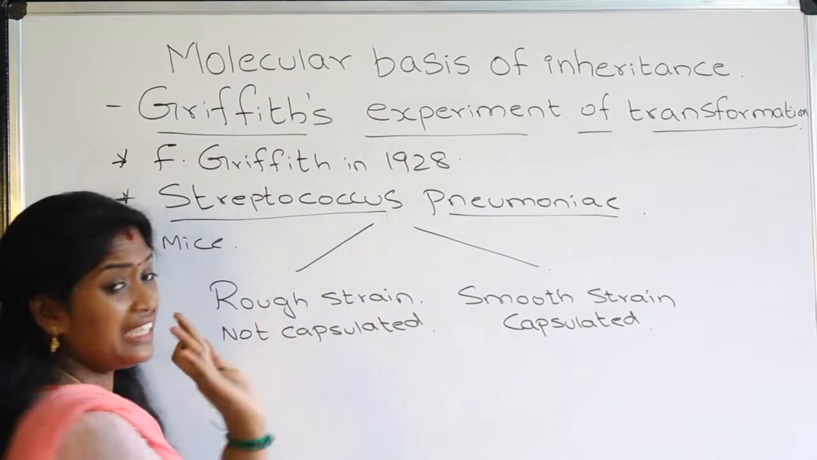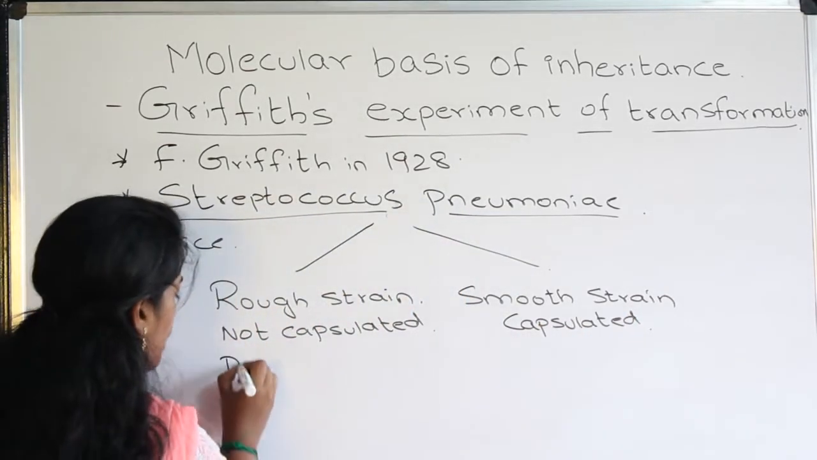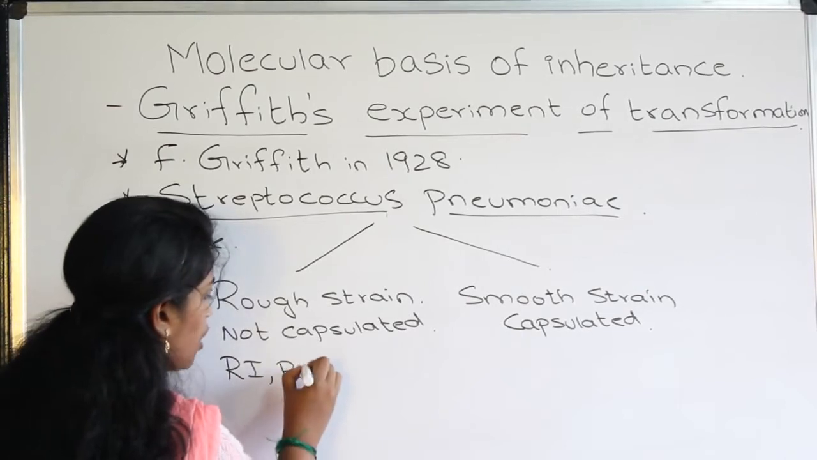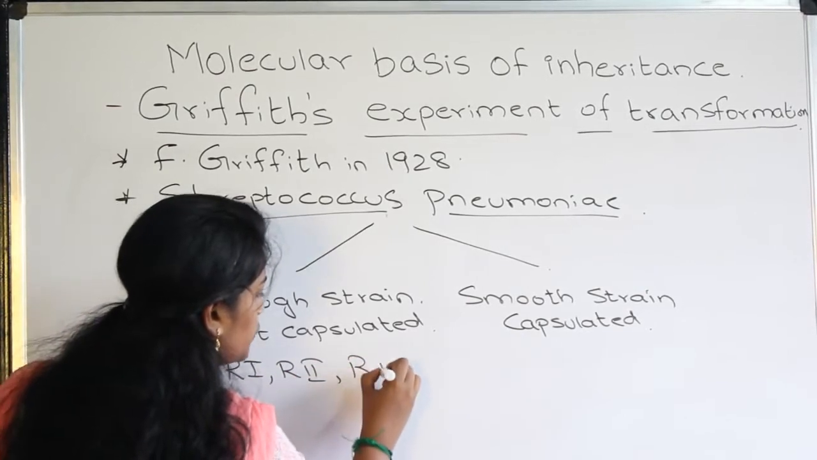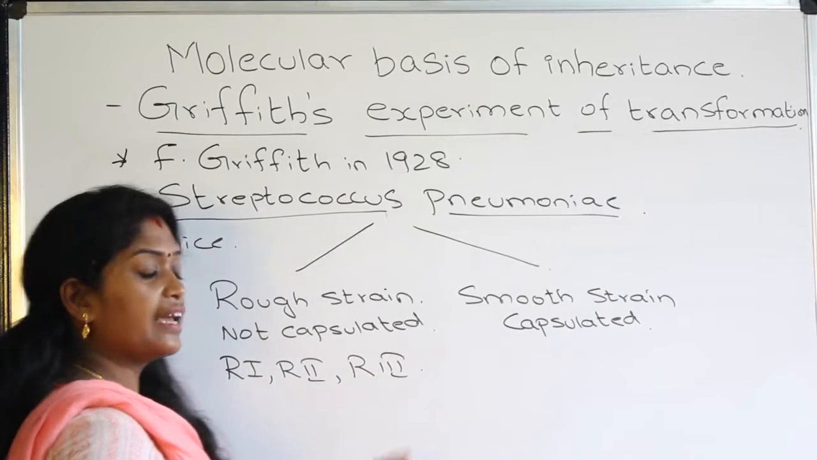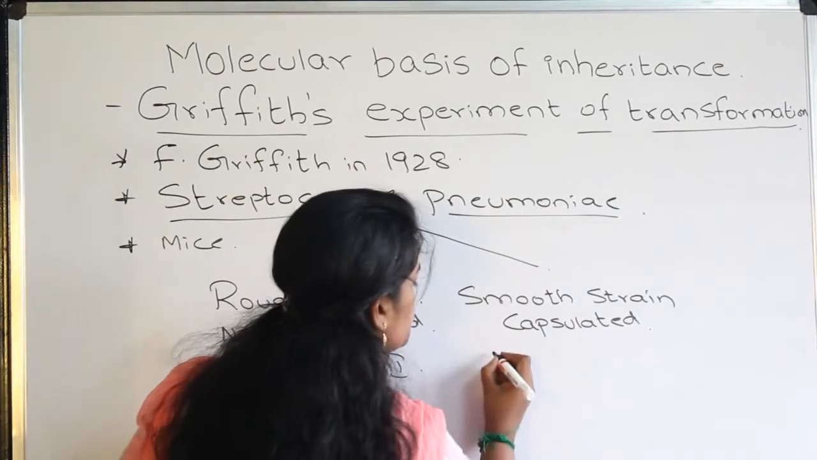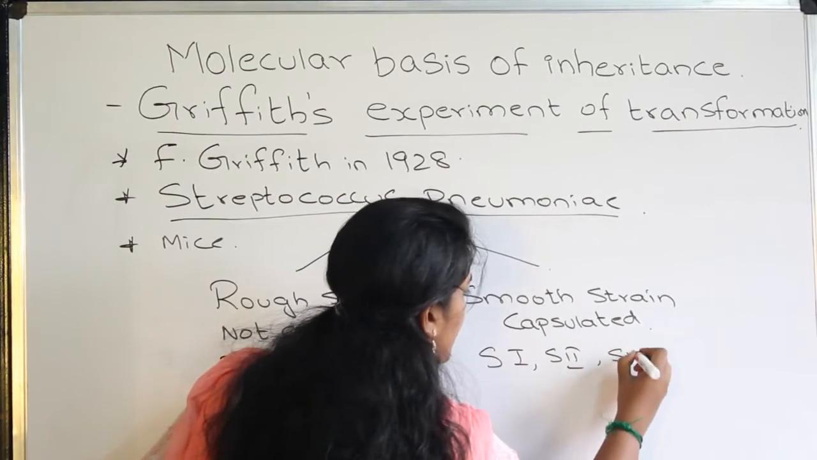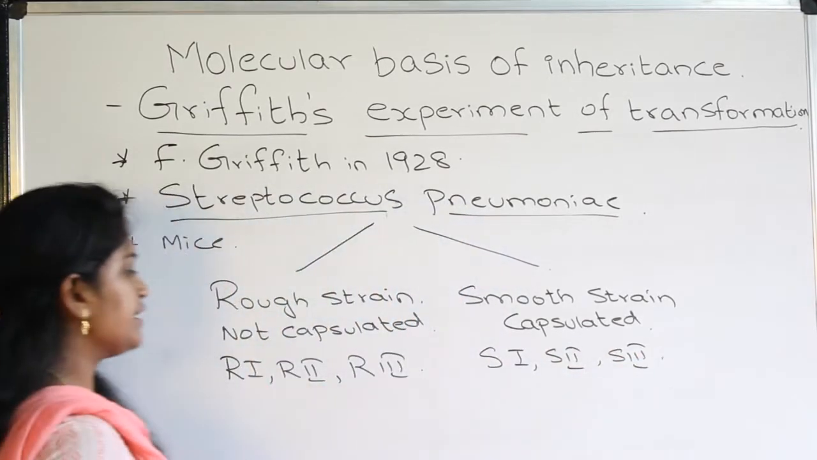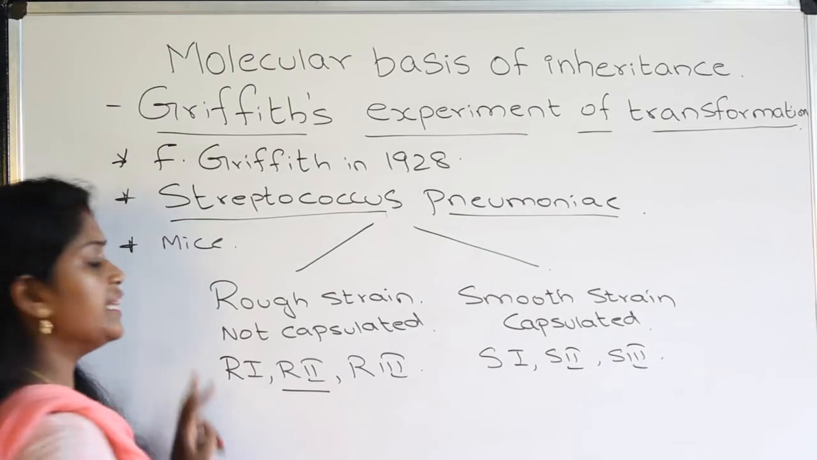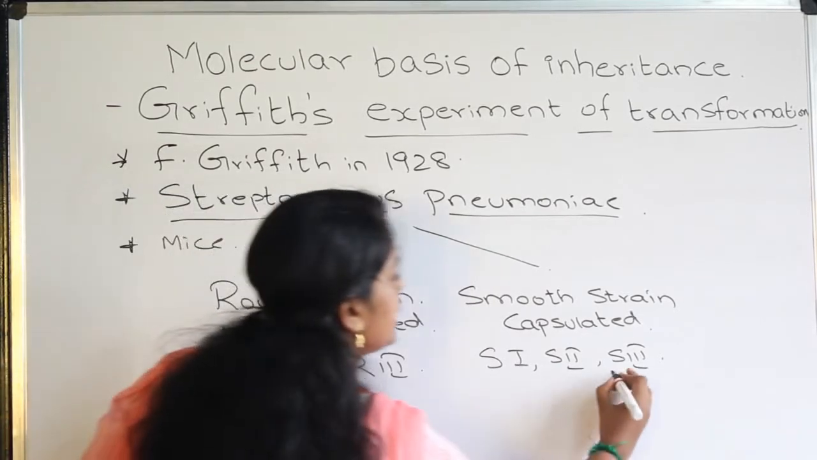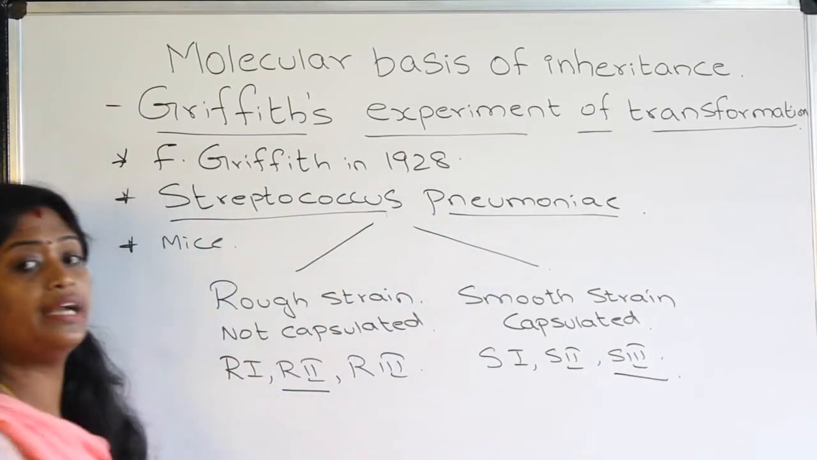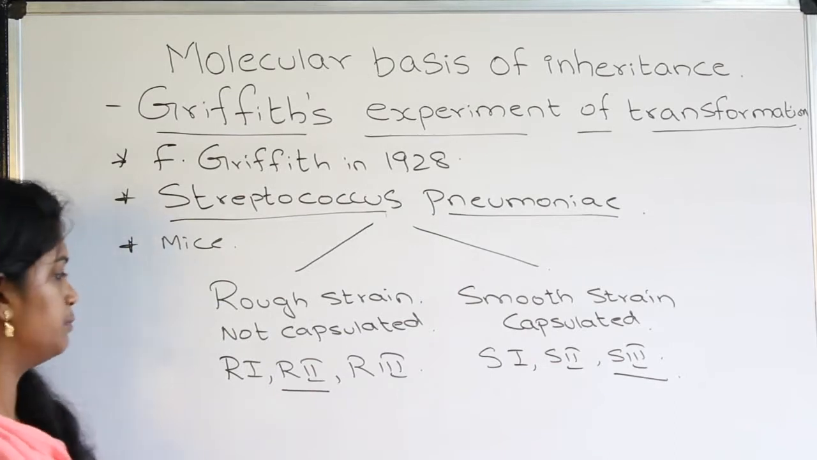There were three strains of rough strain, R1, R2 and R3. And again three strains of smooth strain, S1, S2 and S3. He selected R2 strain in the rough variety and S3 strain in the smooth variety in his final experiment.